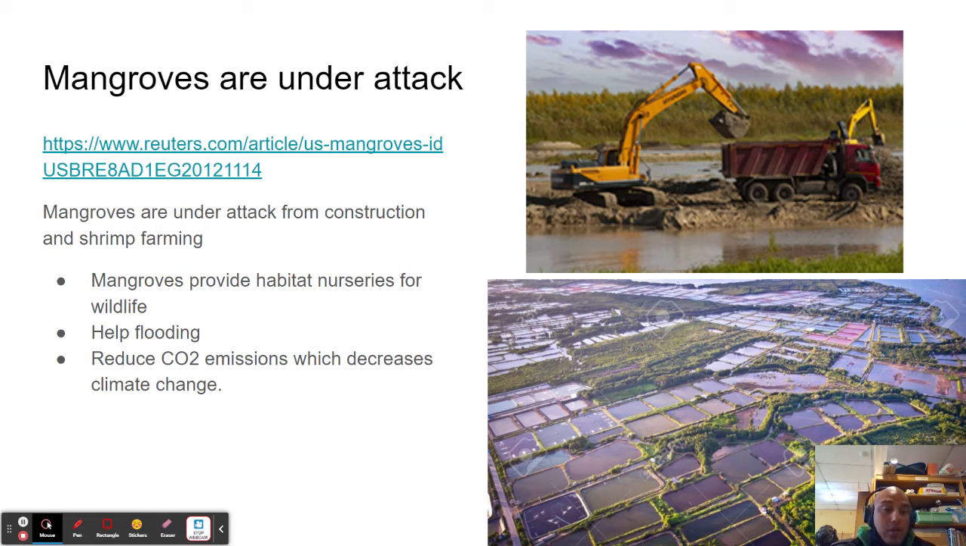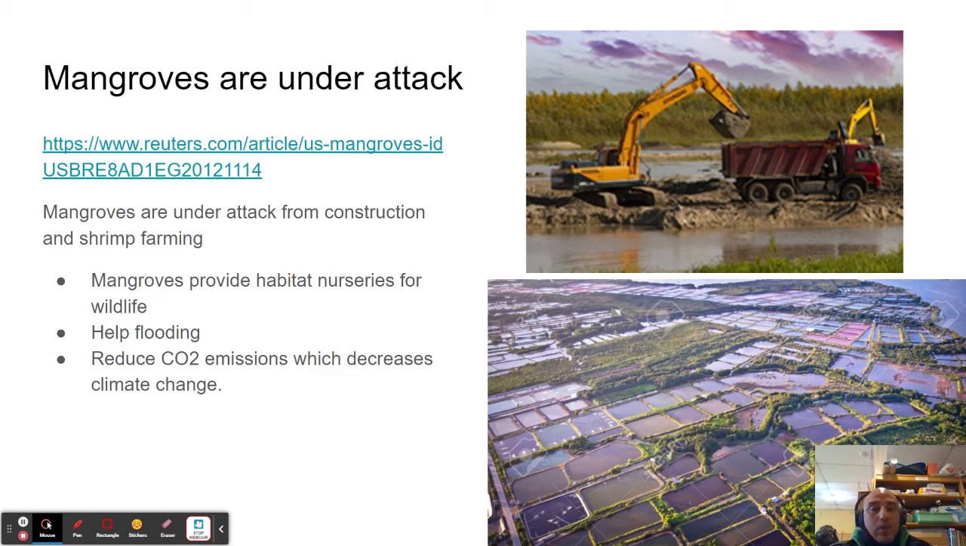Now we talk about construction because if you're going to build a resort, where are you going to build a resort? You're building it right next to the water. Okay, and so they're under attack, and that's going to be causing an issue. Construction is a big thing. We're going to come back to that in a minute.